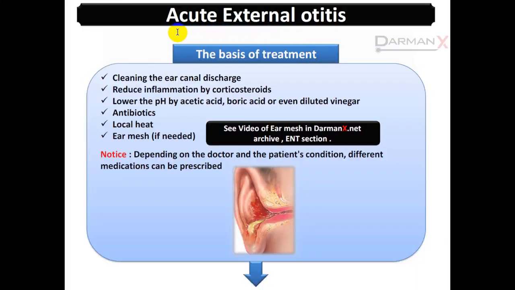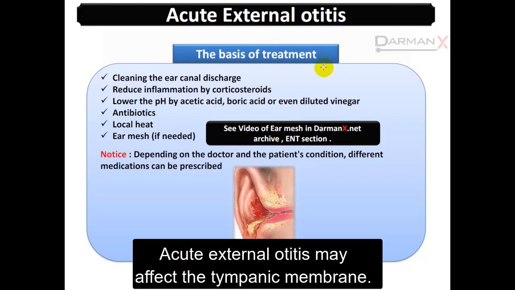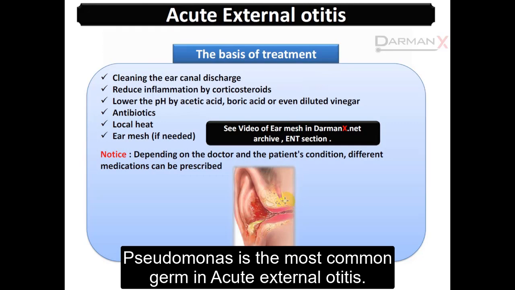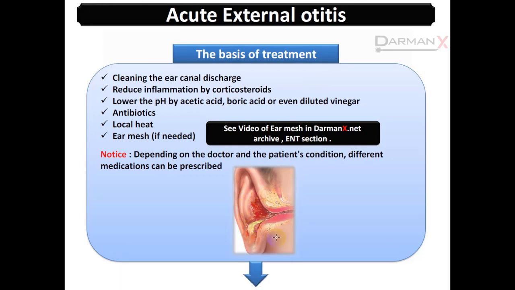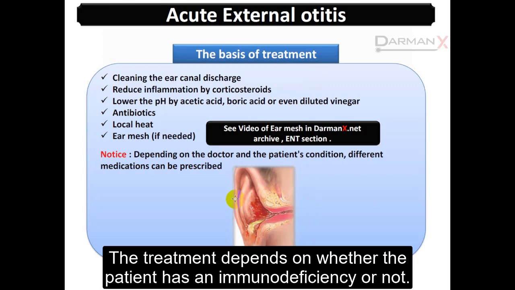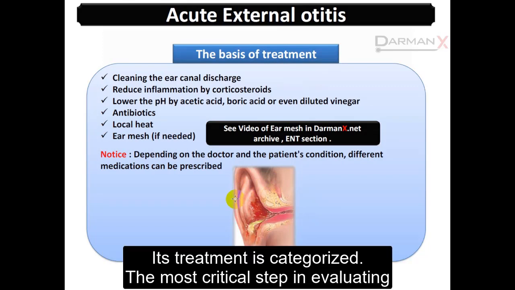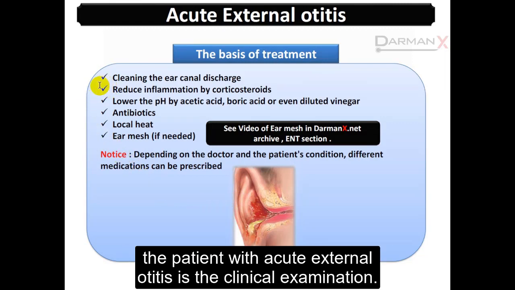Acute external otitis. Acute external otitis may affect the tympanic membrane. Pseudomonas is the most common germ in acute external otitis. The treatment depends on whether the patient has an immunodeficiency or not. Its treatment is categorized. The most critical step in evaluating the patient with acute external otitis is the clinical examination.